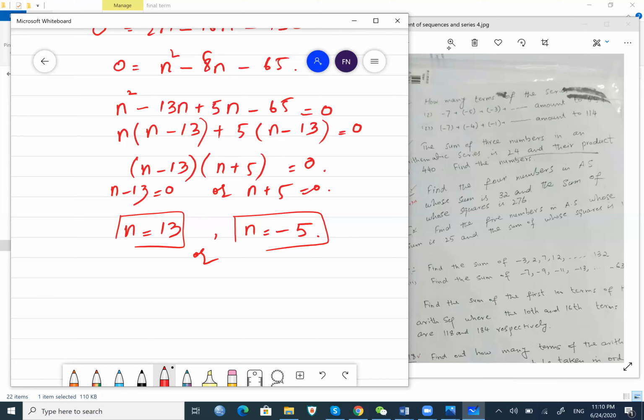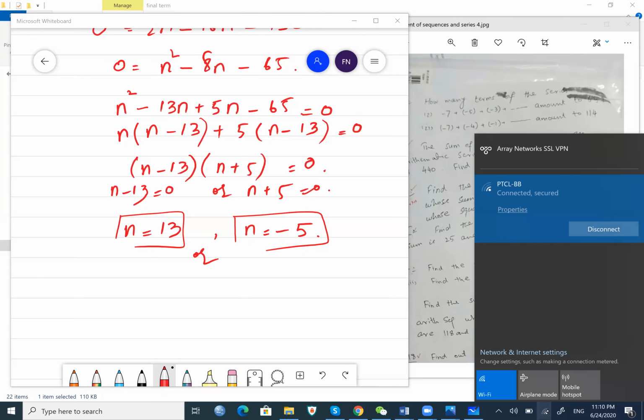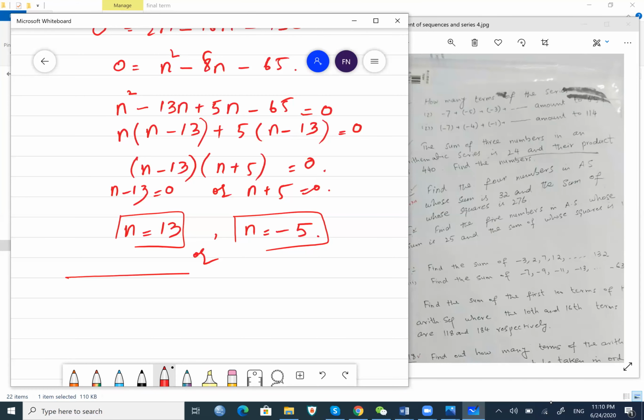Hello? Did it disappear? Sorry. Wait, we cannot hear you. How about now? Yes. Is that fine now? Yeah. Okay. So n equals 13 is the right answer. Any other question?